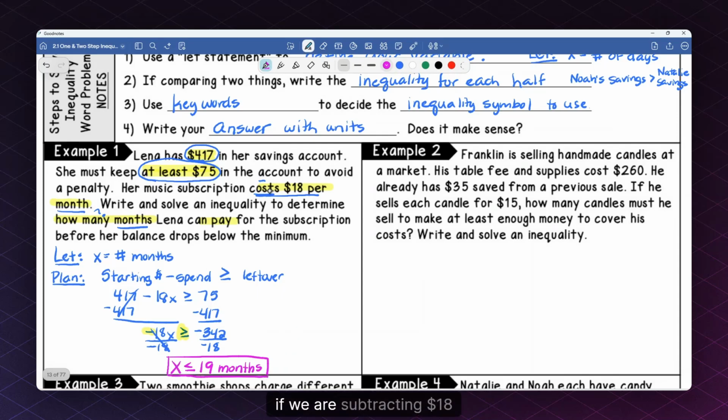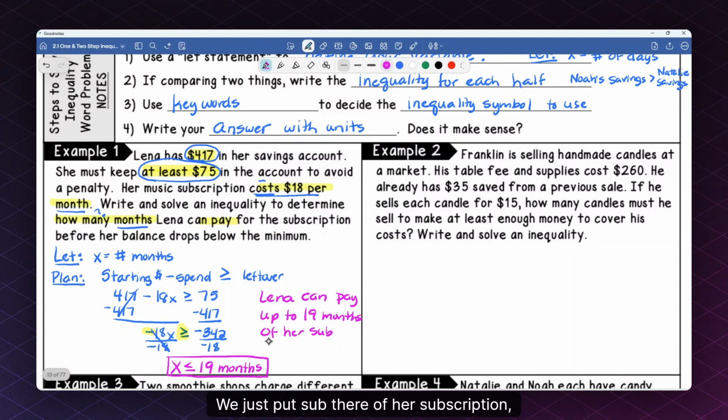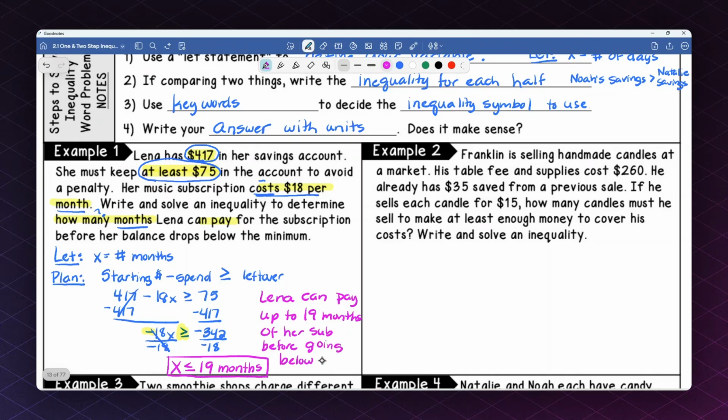So if we are subtracting $18 per month, Lena can pay up to 19 months of her subscription before going below 75. Okay. That's what that means.